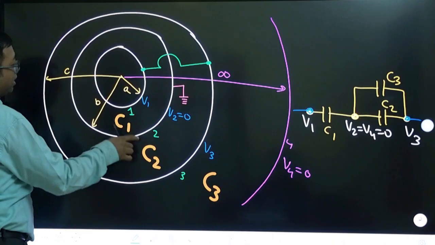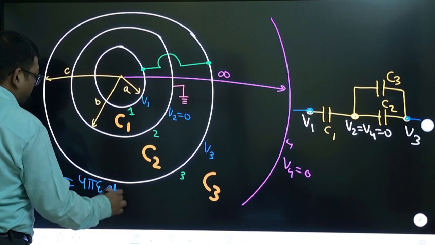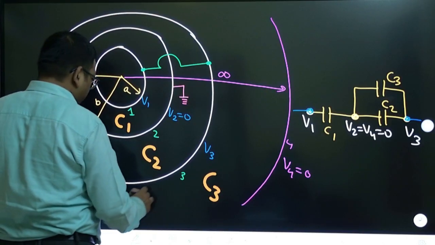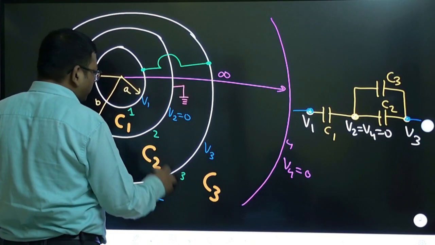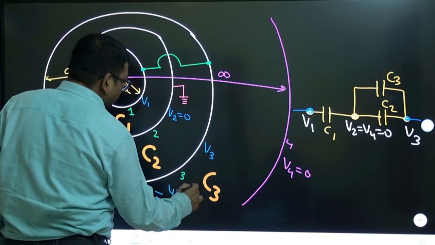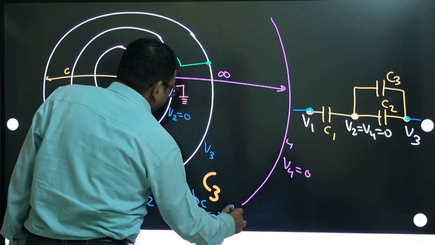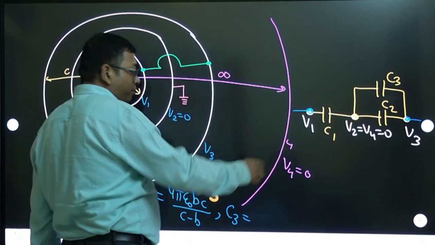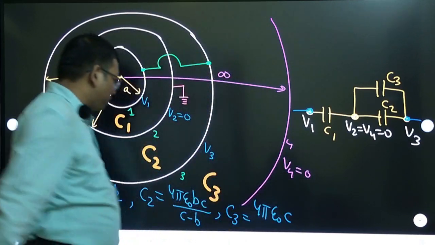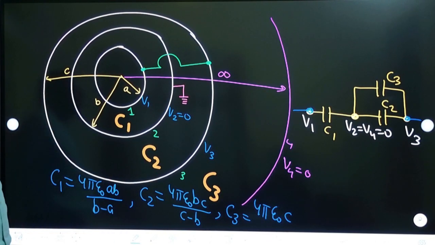C1 is between 1 and 2, so it will be 4 pi epsilon naught AB by B minus A. C2 is in between this and this, so C2 will be what? C2 will be 4 pi epsilon naught BC by C minus B. C3 will be what? C3 is between this and infinity, so it is 4 pi epsilon naught C. That's all, right? So C1, C2, C3 you have written using the formulas.